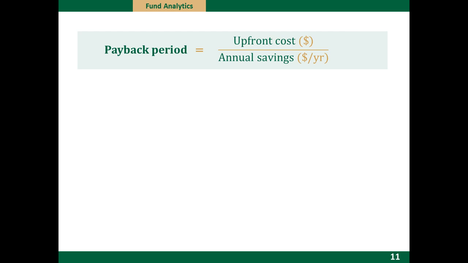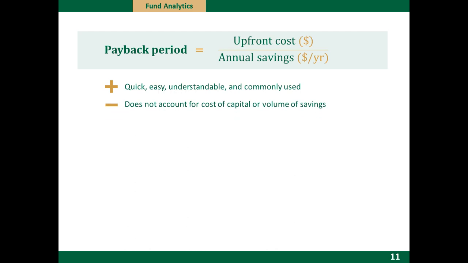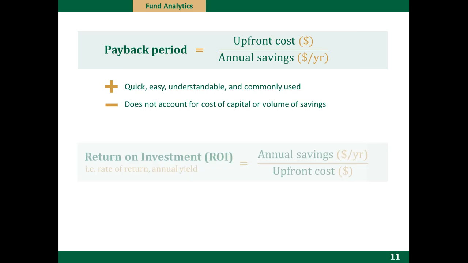So the first is the ever popular payback period, which is simply the time in years that it takes a project to repay its original cost with savings. This metric has the advantage of being very quick, easy, and understandable, and it's actually very commonly used. In fact, about half the universities that we surveyed use this as an explicit project selection criterion. But that simplicity really comes at a cost. Payback period doesn't capture more nuanced information like the opportunity cost of capital or the total volume of savings achieved.